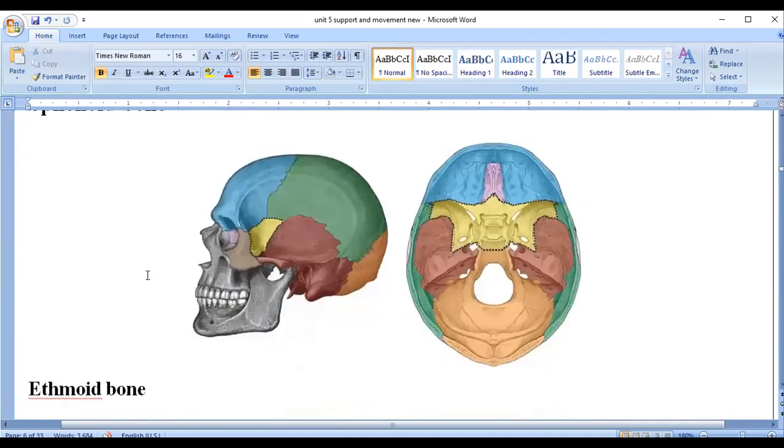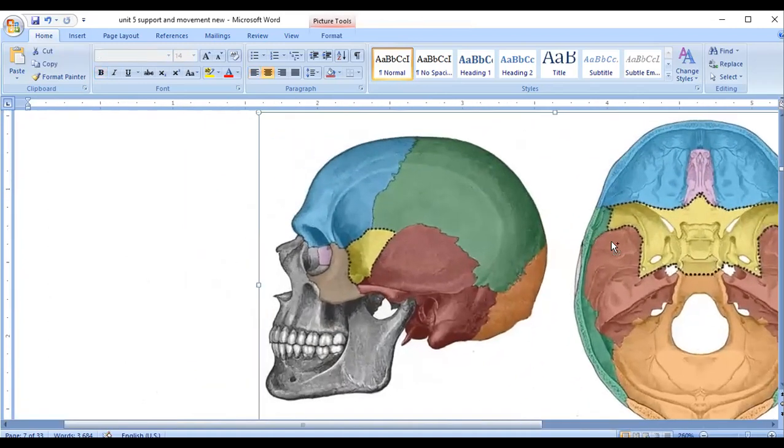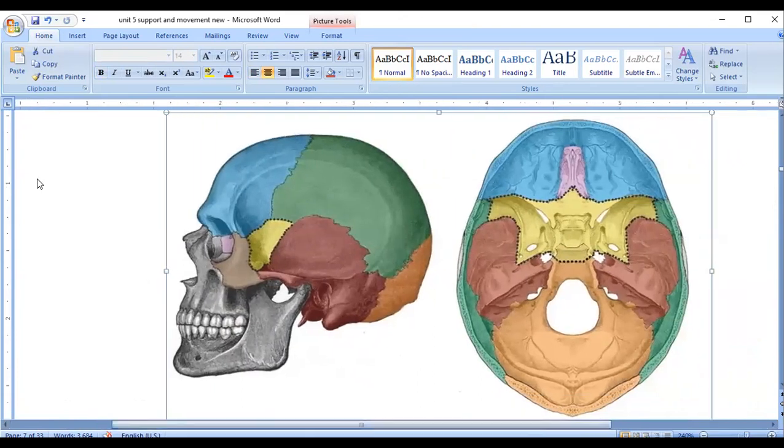Passing that one, sphenoid bone. In this picture, you can see a yellow color bone there. Actually, the greater part of this yellow color bone can be noticed inside the skull. If you go in, cutting the cranium, inside the skull, you will see this bone like a flying bird.